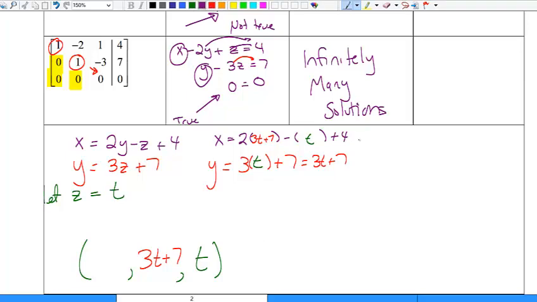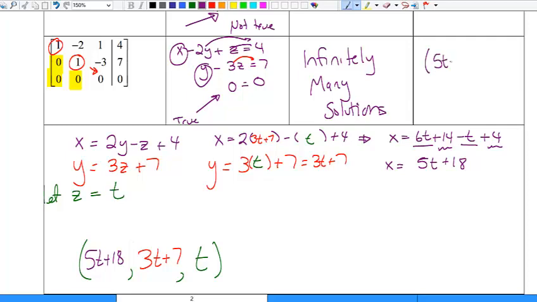So if I simplify here, that gets me x equal to 6t plus 14 minus t plus 4. So when I combine the t's, I get 5t. When I combine the numbers, I get plus 18. So x is equal to 5t plus 18. So the infinitely many solutions written in vector form is (5t plus 18, 3t plus 7, t). This is the ordered triple, and it tells us lots and lots of answers.